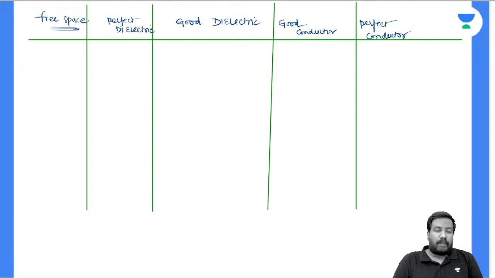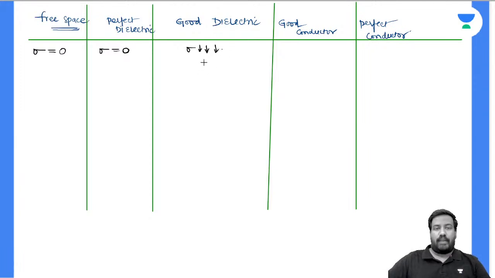What is sigma value? For free space, there is no conductivity. Sigma is 0. In perfect dielectrics, there is no conductivity, sigma is 0. Good dielectrics, a small amount of conductivity will be there, sigma is very less. Good conductor, sigma is a large value. Perfect conductor, sigma is infinity.